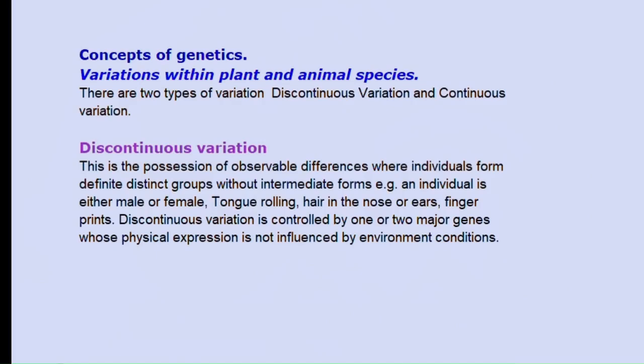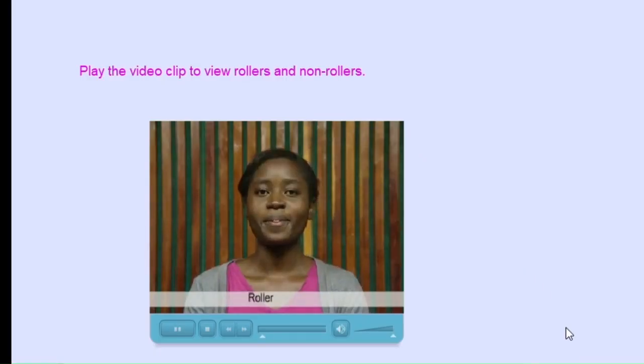Discontinuous variation is controlled by one or two major genes whose physical expression is not influenced by environmental conditions. Play the video clip to view rollers and non-rollers.